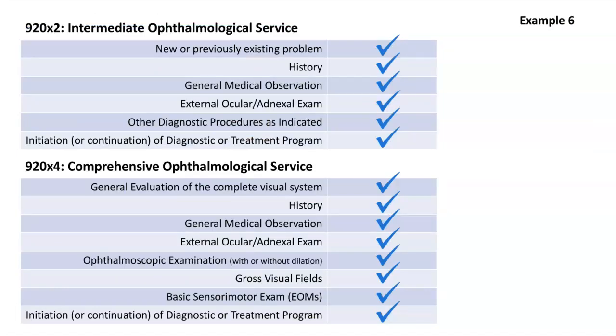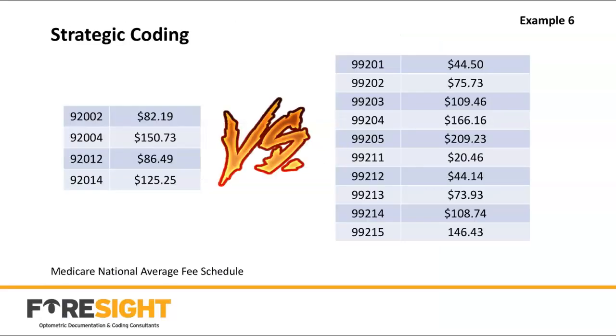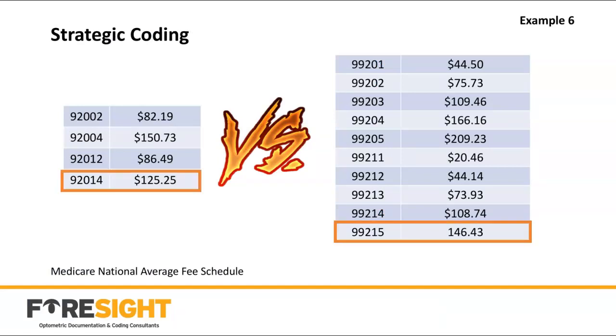When we bill this on the 92,000 side, you can see we hit all of the elements. We got everything going on. So we have a comprehensive ophthalmological service earned. When we compare these two options, again, we have a level 5 or a comprehensive. If you have the option to bill this as a level 5, clearly it's going to reimburse about $20 more. That would make the most financial sense.